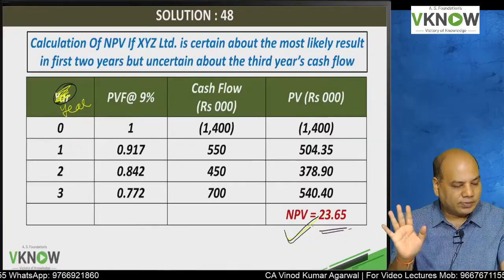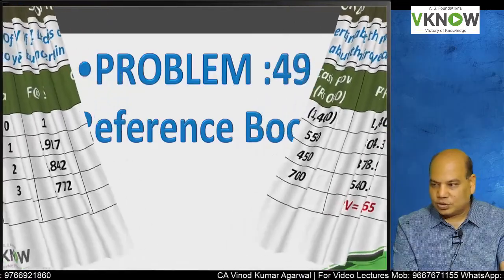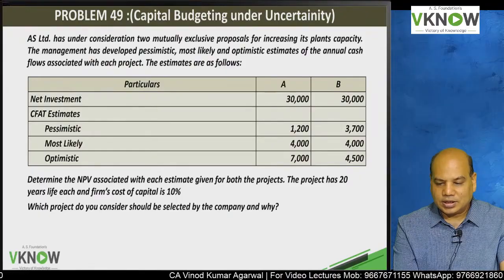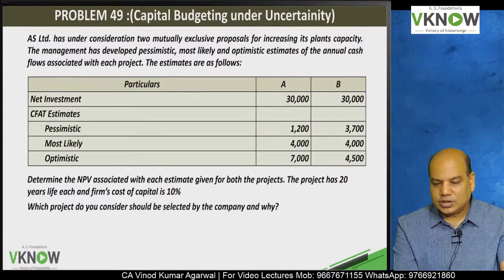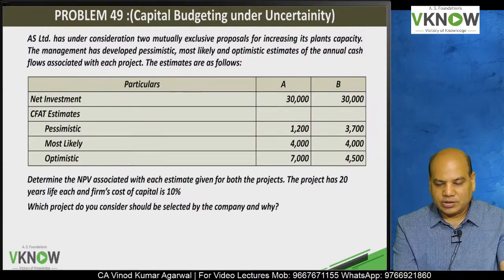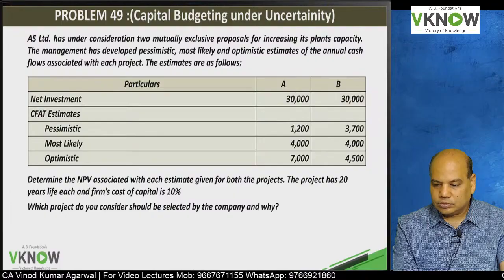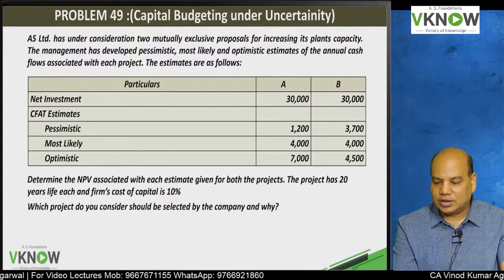Scenario analysis problems are very easy. One more easy question we will solve from a reference book. Question number 49. AS Limited has under consideration two mutually exclusive proposals for increasing the plant capacity. The management has developed pessimistic, most likely, and optimistic estimates of the annual cash flow associated with each project. The estimates are as follows.